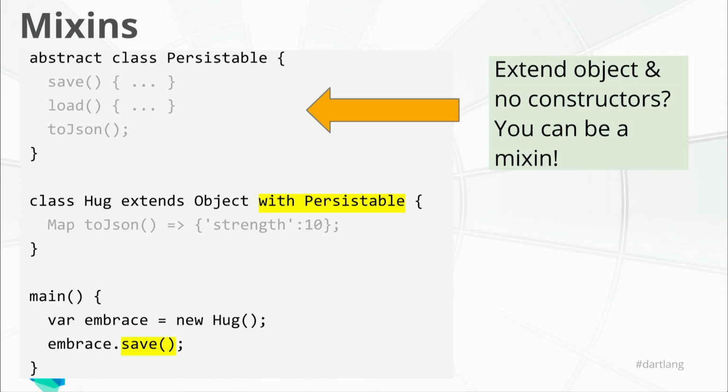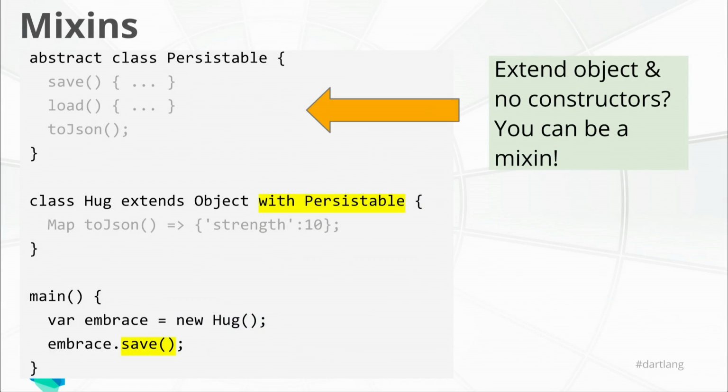And then at the bottom here, you can see that we call the save method that's been added to Hug. It's not inheritance, and it behaves as you would expect. So this is a great way to compose classes together. You'll also notice that persistable is just a class. We don't have a mixin keyword. So there are just a few restrictions. If your class extends object and it doesn't have a constructor, then you can use it as a mixin. Some of these restrictions might go away over time.